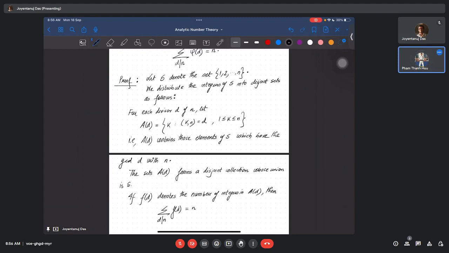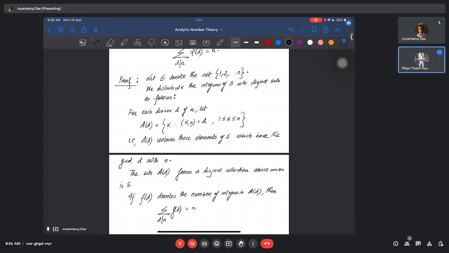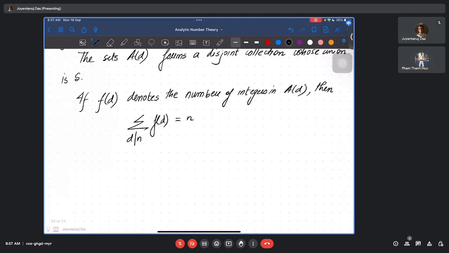For example, suppose we take n equals 6. Then the divisors are d equals 1, 2, 3, and 6.